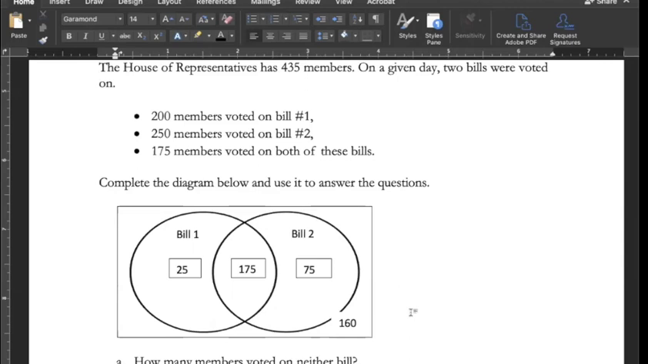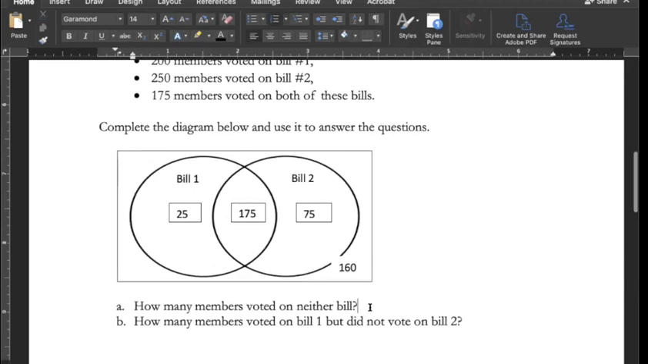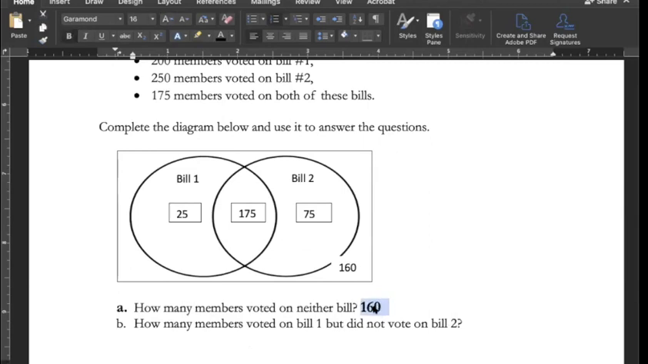Well, it means that those 160 people did not vote on Bill 1 or Bill 2, which is question A. It says, how many members voted on neither bill? Well, that means that 160 people did not vote on either bill. Maybe they were out of town when that bill was being voted on. Who knows? Okay, but 160 people did not vote on either bill.